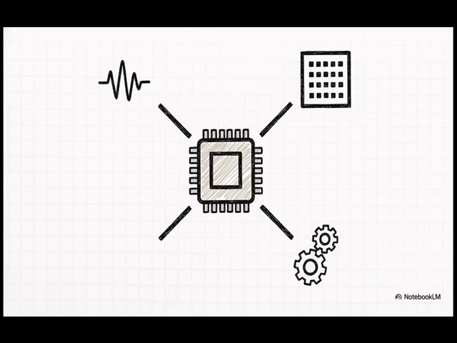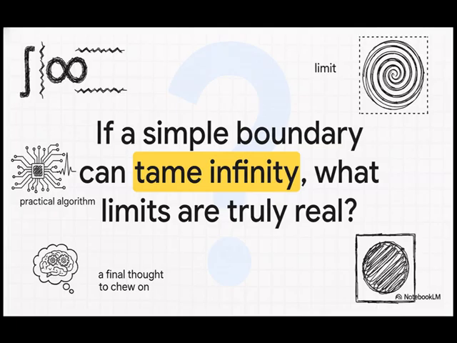And that new tool is the Discrete Fourier Transform, or the DFT. This is the version that computers can actually work with. It's the engine that powers digital audio, image compression, so much of our modern technology. And it was all born from the simple decision to put a boundary on an infinite idea. So think about it. We went from a mind-bending, infinite integral all the way to a practical algorithm that powers our digital lives. And it all happened just by accepting a limitation. Which kind of leaves us with a final thought to chew on. If putting a simple boundary on something can tame infinity, what limits are truly real?